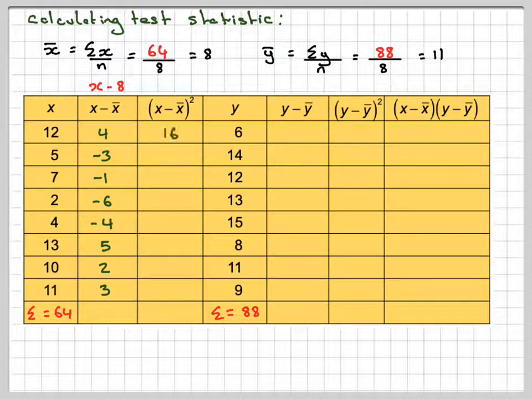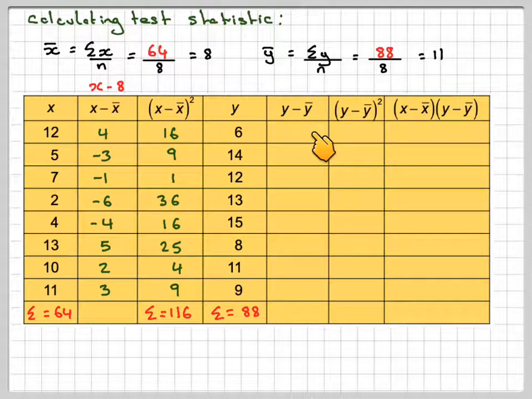Okay. And then we have to square each of them because some of them are negative and positive. So squaring them: 16, 9, 1, 36, 16, 25, 4, and 9. Then we will need to sum that column, which gives me 116.